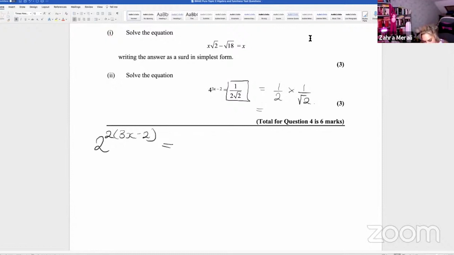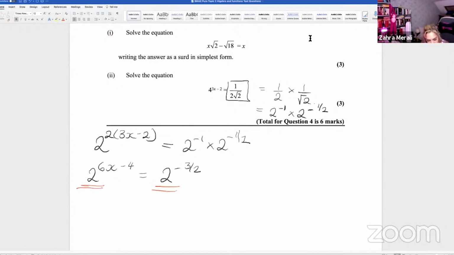Now, 1/2 is the same as 2 to the power of minus 1, and this is 2 to the power of minus 1/2. So I've got 2 to the minus 1 times 2 to the minus 1/2. So that gives me 6x minus 4. And here I can add the powers because I'm multiplying. So it gives me minus 3 over 2. Now, because the base bits are the same, I can just equate these two. And that makes life easier. So I get 6x minus 4 equals minus 3 over 2. And so x equals 5 over 12.